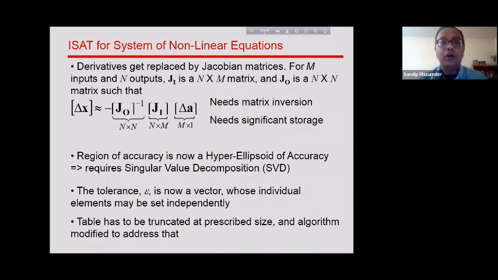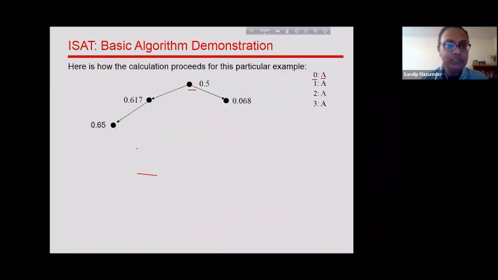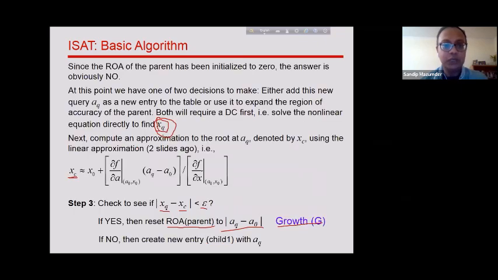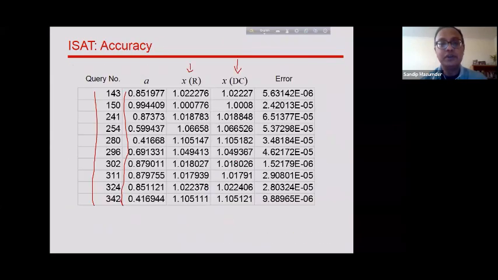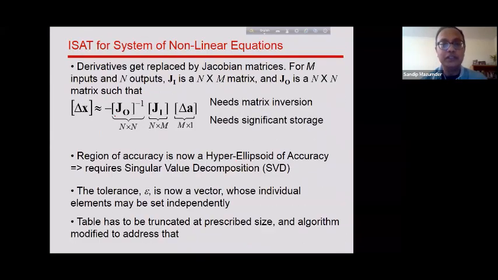Now, how do you extend all this to multidimensional problems? Let's say a system of nonlinear equations. That is where things get quite complicated. Instead of using a simple formula like this one here, where there's a scalar derivative, you are now going to have a Jacobian of partial derivatives, which finally ends up giving you this. So this is the Jacobian with respect to the outputs, and this is the Jacobian with respect to the inputs.